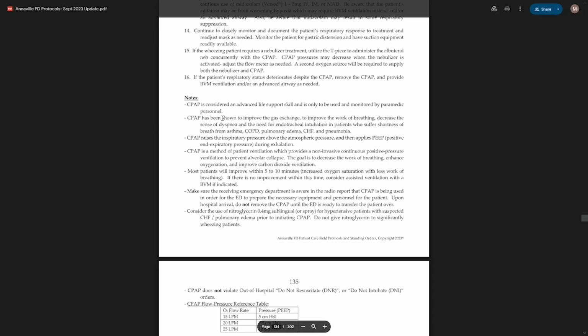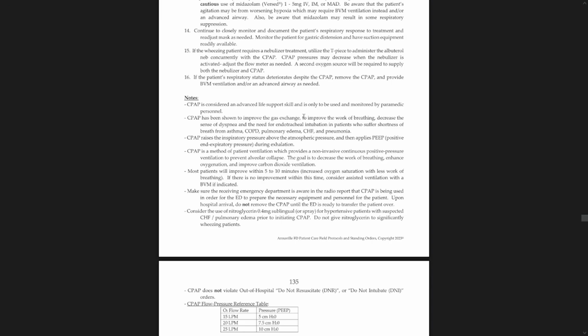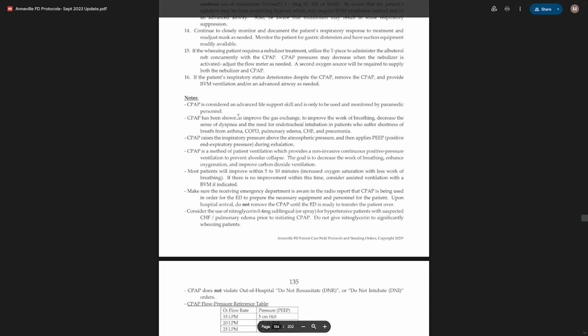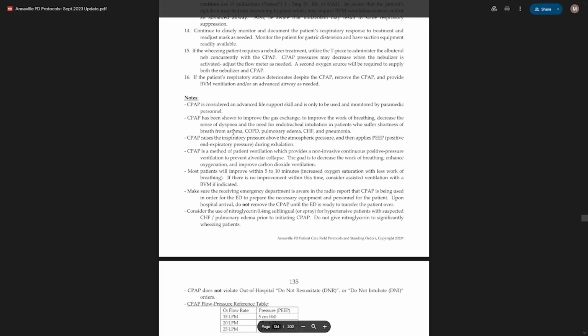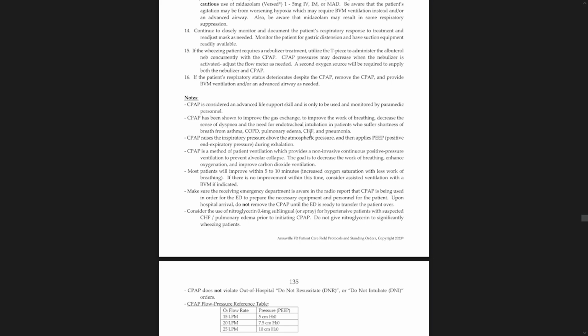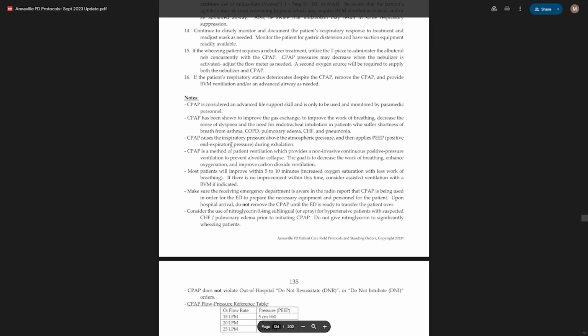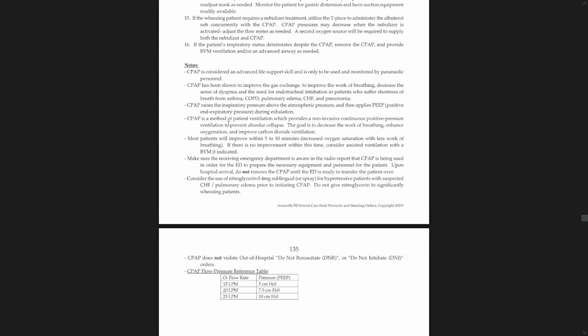CPAP has been shown to improve the gas exchange, improve the work of breathing, decrease the sense of dyspnea, and the need for endotracheal intubation in patients who suffer shortness of breath from asthma, COPD, pulmonary edema, CHF, and pneumonia. CPAP raises the inspiratory pressure above the atmospheric pressure and then applies PEEP, or positive end expiratory pressure, during exhalation. CPAP is a method of patient ventilation which provides a non-invasive continuous positive pressure ventilation to prevent alveolar collapse. The goal is to decrease the work of breathing, enhance oxygenation, and improve carbon dioxide ventilation.